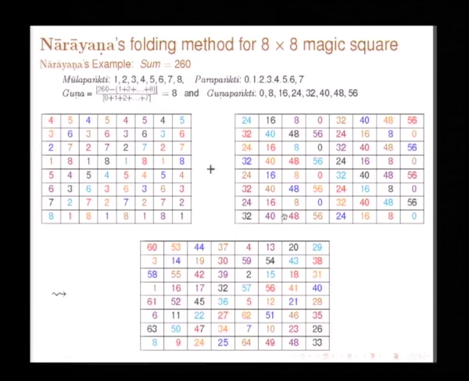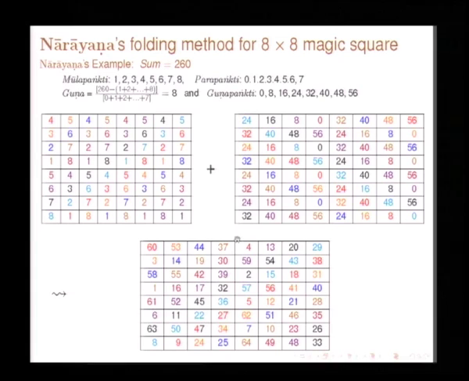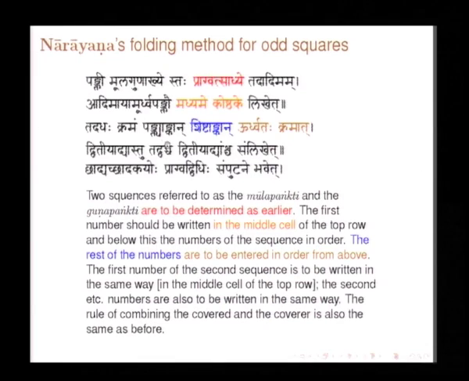Then you add them, Samputa Vidhi. So, 56 plus 4 is 60, then 48 plus 5 is 53, then 40 plus 4 is 44. This color will help you in identifying. Then 32 plus 5 is 37, and then 0 plus 4, that is all. So, you have got this magic square of 8 by 8 dimension. Okay, one more thing I just want to discuss.